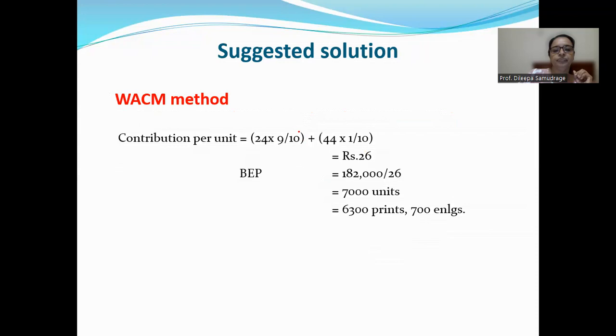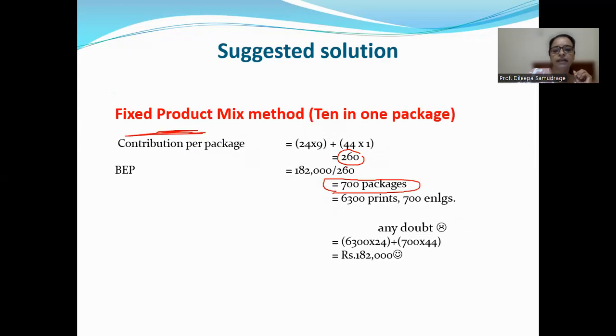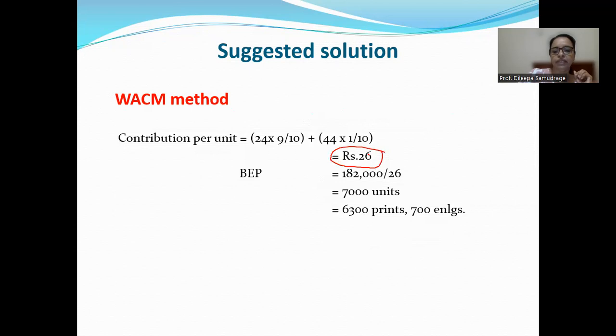So this way, then you get the contribution per unit. Here you get contribution per package, and here contribution per unit. Then you get 7,000 units. So from these units, 9 is prints. Therefore, 7,000 divided by 10 into 9, you get this. 7,000 divided by 10, you get 700. This is weighted average, so contribution per unit.